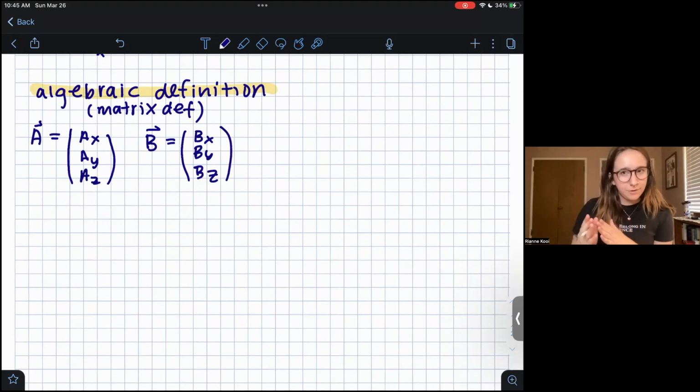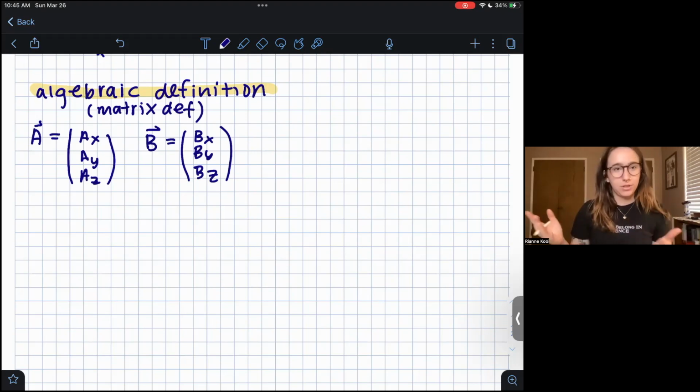So these are column vectors or column matrices. You'll learn more about this if you take linear algebra. If you're doing a math minor, you're going to take linear algebra and you'll learn all about this. But basically, the matrix definition goes like this.